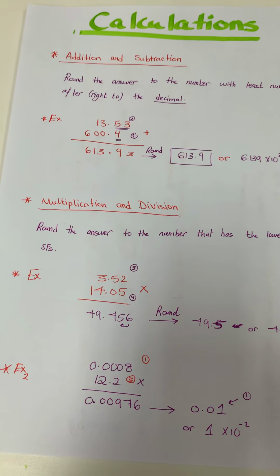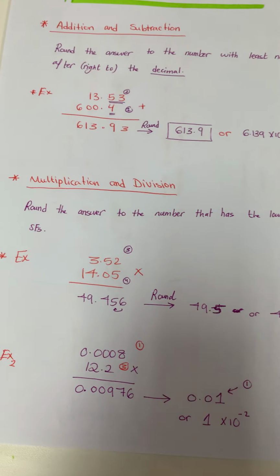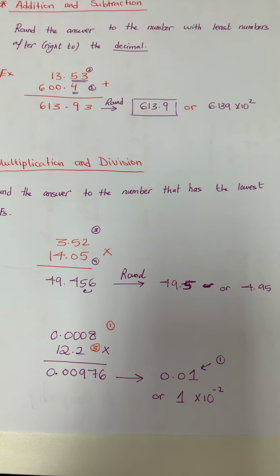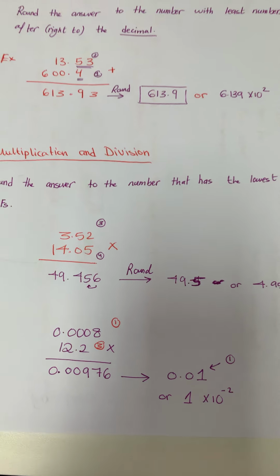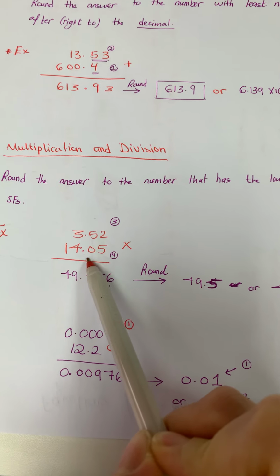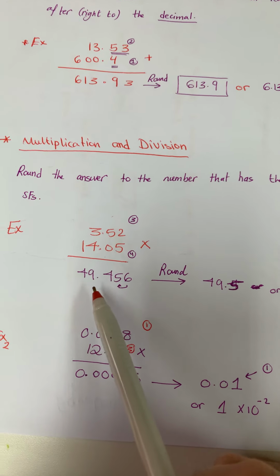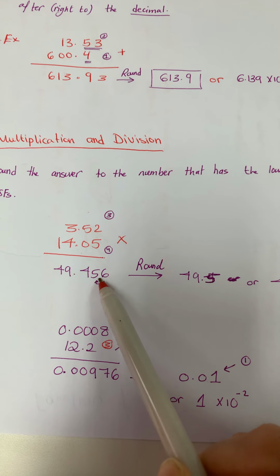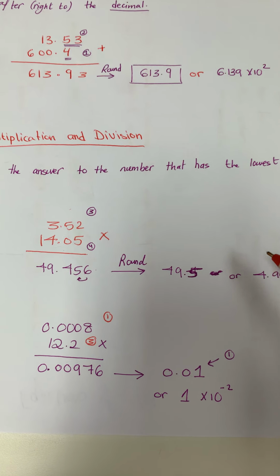Okay, now for multiplication and division, how do we calculate? We multiply and divide normally as in math, but the answer should have the least total significant figures. Least total, not after the decimal, total. So here I have in total 3 and here I have in total 4. So when I multiply, the answer should have 3 only. So when I multiplied, I got 49.456. So the answer should not be 49.456. It should be only 3 numbers.